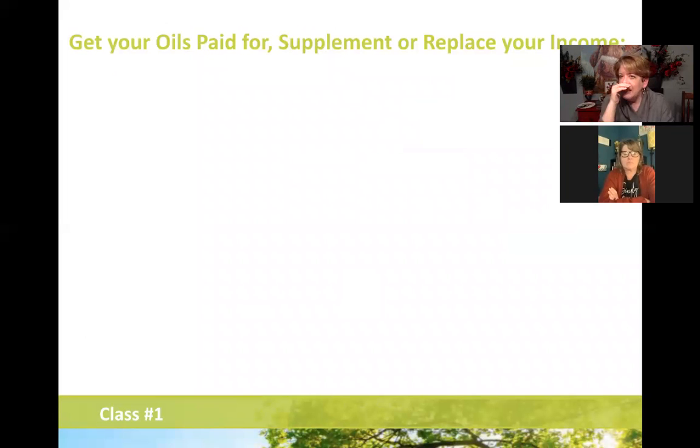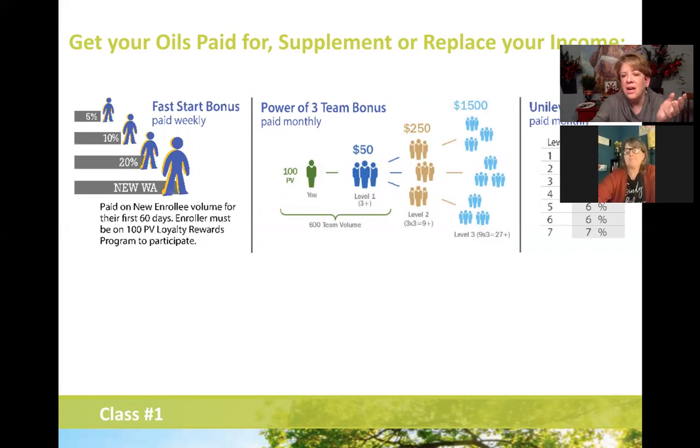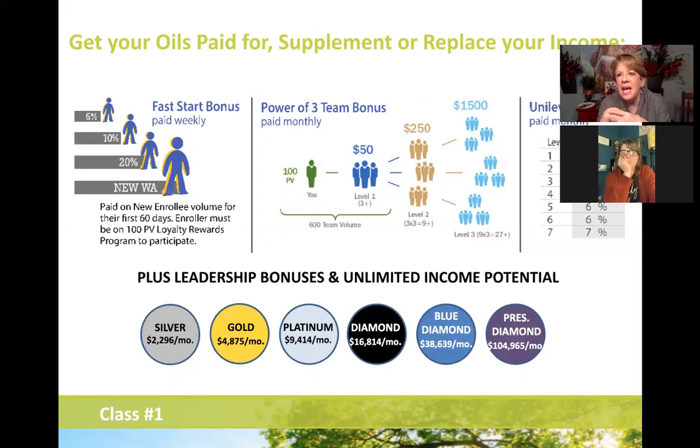doTERRA also has an earning opportunity. Hopefully you're kind of aware of that. If nothing else, you just need to know that the person who introduced you to doTERRA likely earned something back for doing that. doTERRA takes really good care of us. And that's how Amy and I do what we do, because it has become a source of income for us.